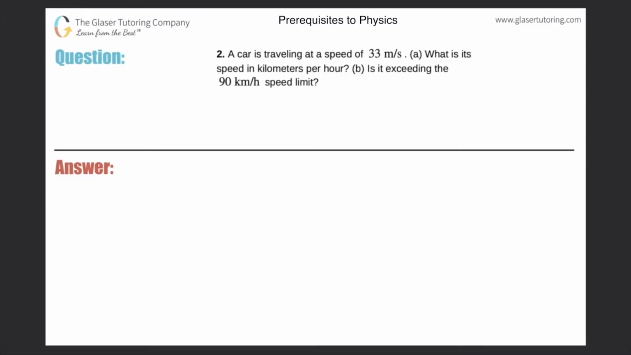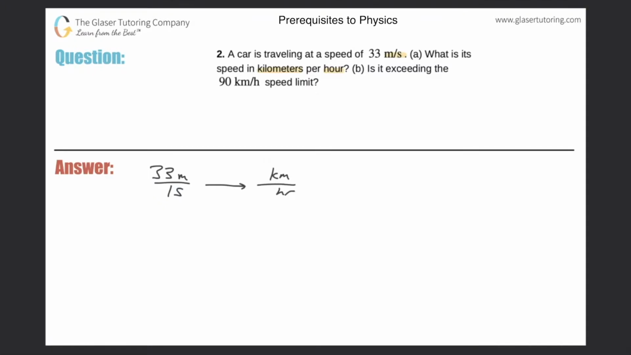A car is traveling at a speed of 33 meters per second. What is its speed in kilometers per hour? Okay, so it looks like we have to do a conversion here. So let's write down what we're given. So we're given 33 meters per second. That's per 1 second. And we're looking to convert that into kilometers per hour.